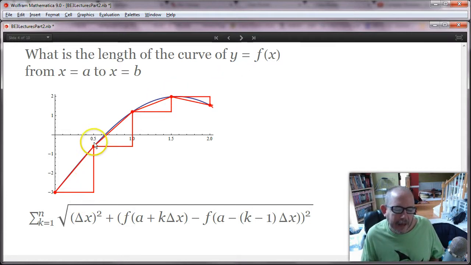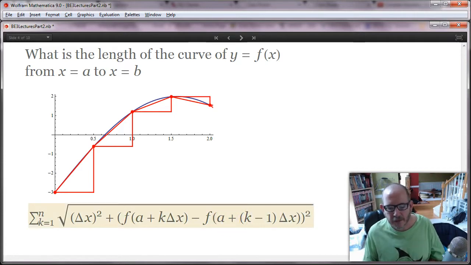Then the height here would be the height from the previous endpoint. So that's f of, let's see, the beginning endpoint here. In this case, a would be 0. And starting off with k being 1, it would be this point right here, because we would add 1 delta x over and subtract the previous a. And actually, that's a mistake right there. That's a plus. K minus 1 delta x.